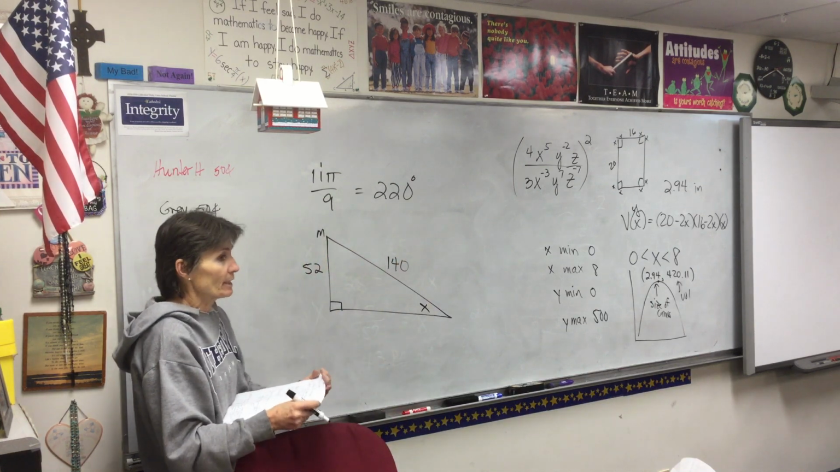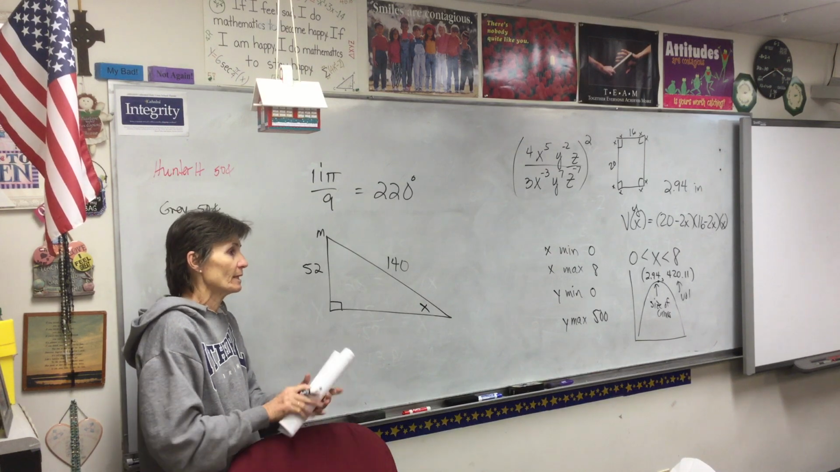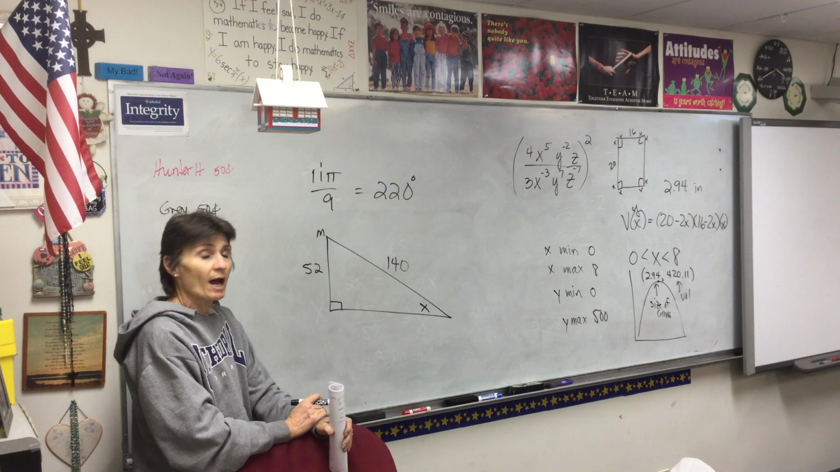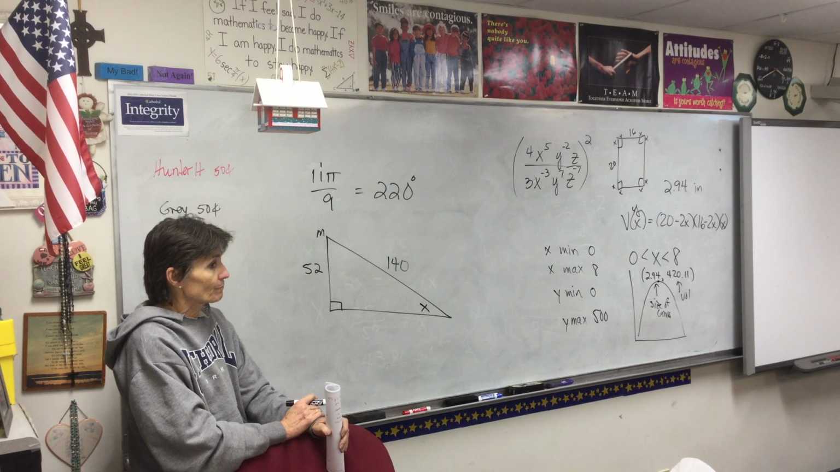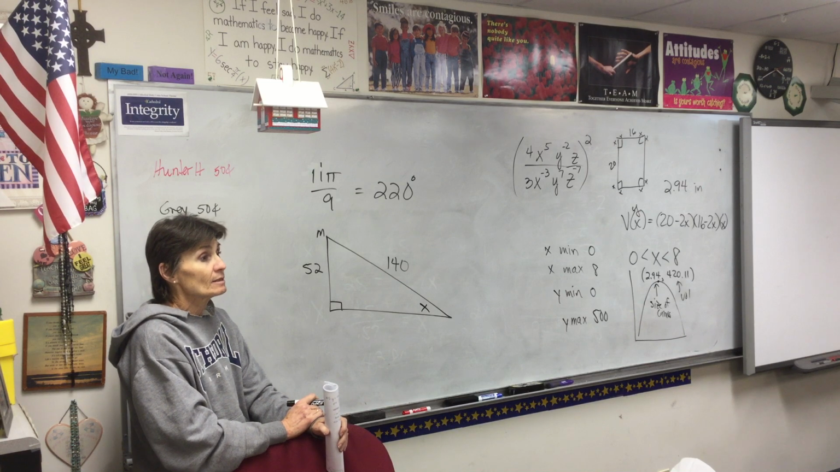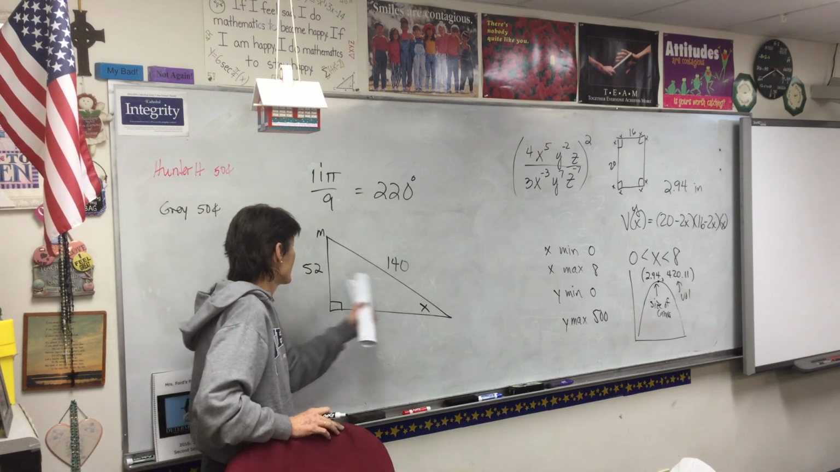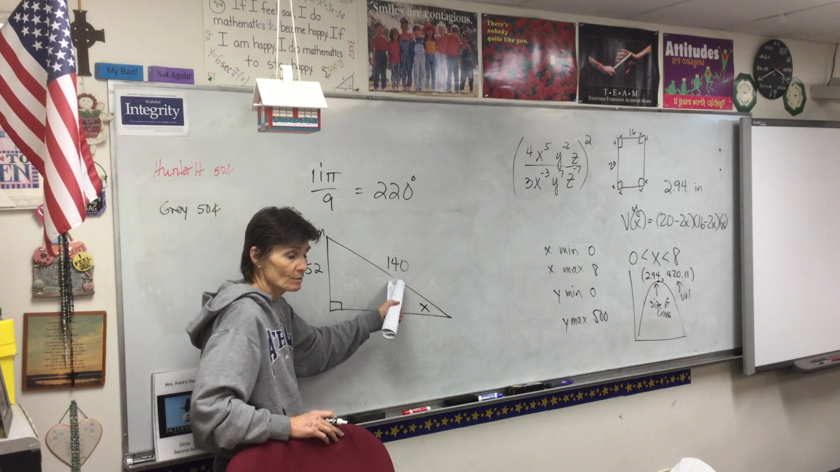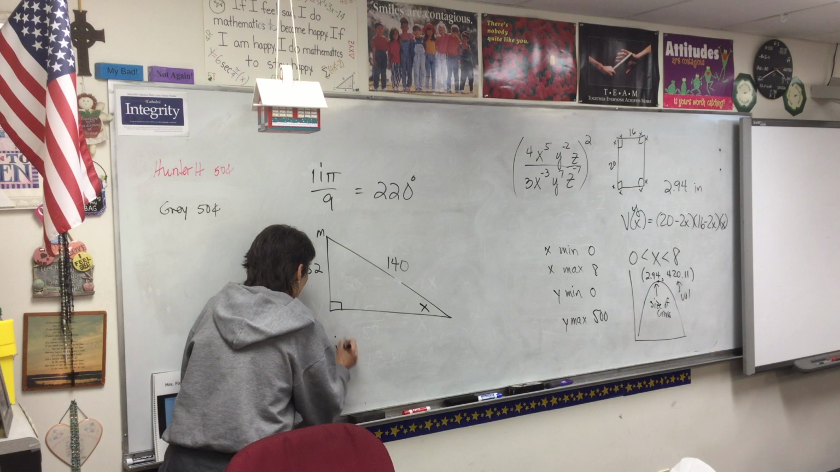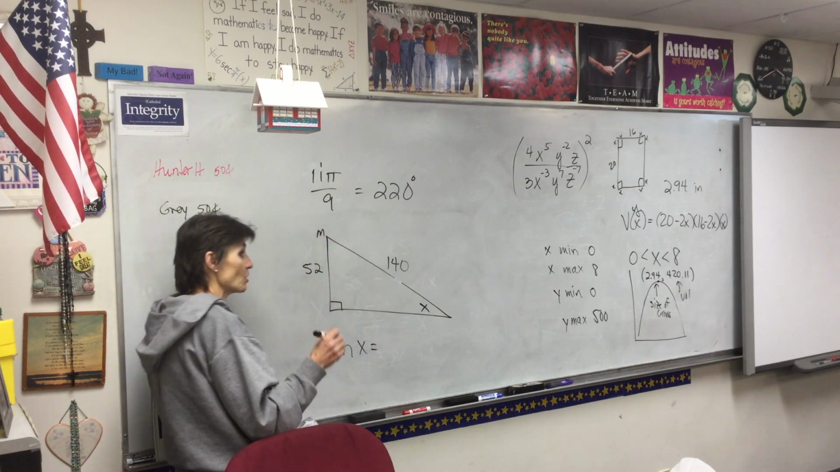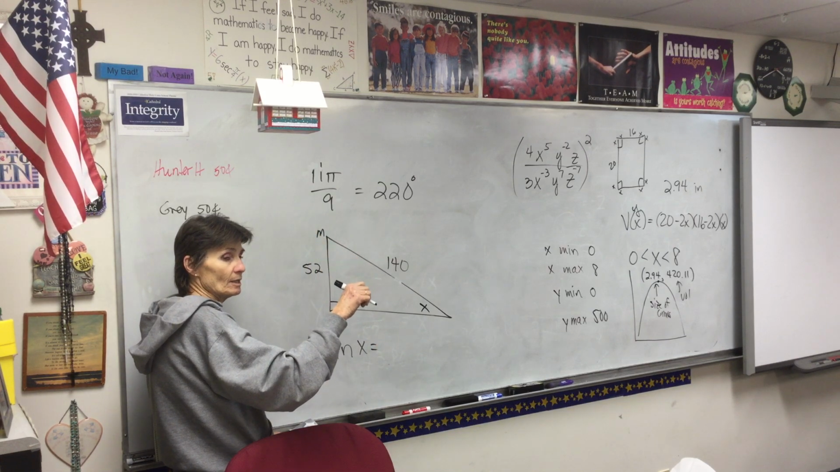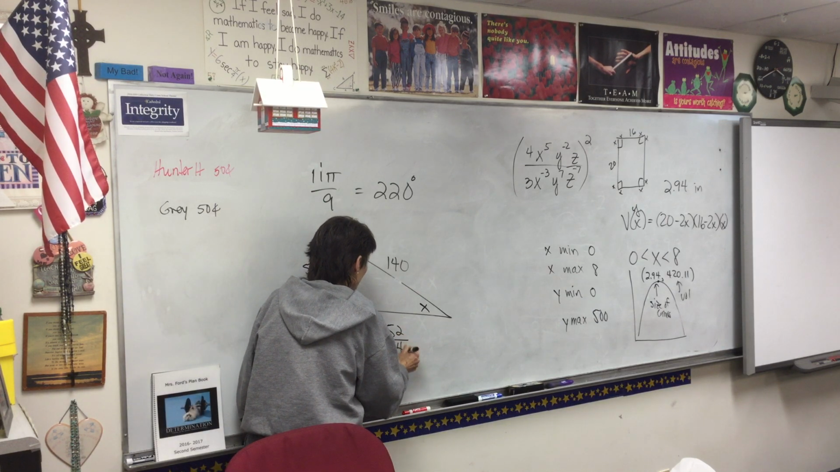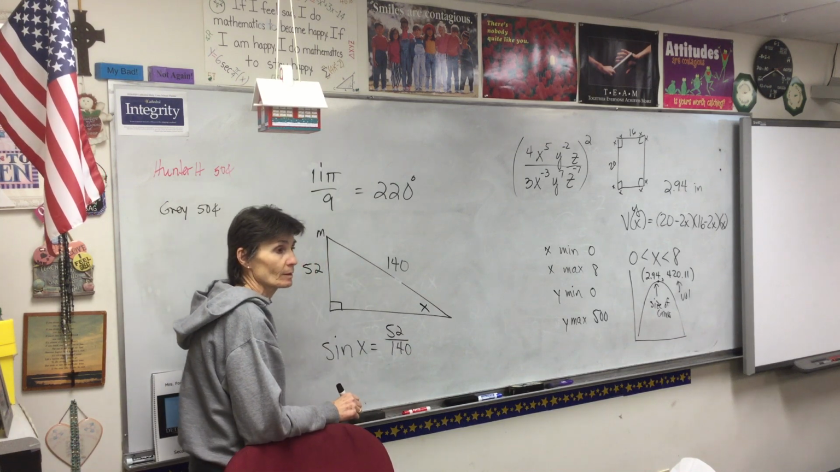Now this is a calculator problem, but before you go to the calculator, you have to be able to write an equation. What do we do? Your equation is going to be sine, cosine, or tangent. It's going to be sine, because this is opposite over hypotenuse. Opposite over hypotenuse. So sine x, it's always sine angle. So sine x equals 52 over 140. Right?